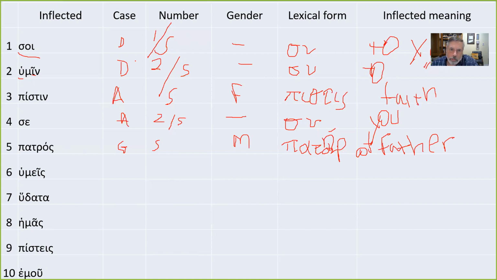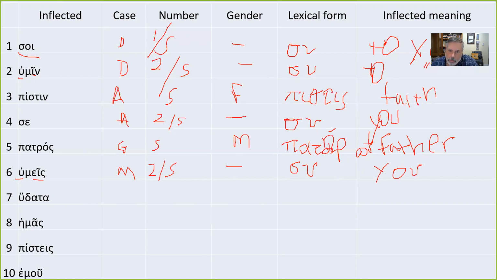Humes, okay, this is a second person because of the upsilon right there. There's my nominative singular, so I know it's nominative. It is second person. It is singular. It is no gender, and it's from su again. And it is, of course, meaning you in the subject form.